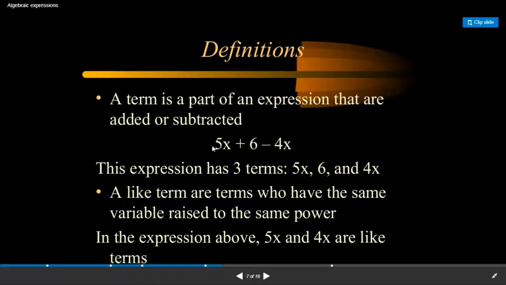Why are they like terms? Because they are the same. Each has a number and a variable beside it: 5 and the variable x, and 4 and the variable x. They are the same, so they are what we call like terms.